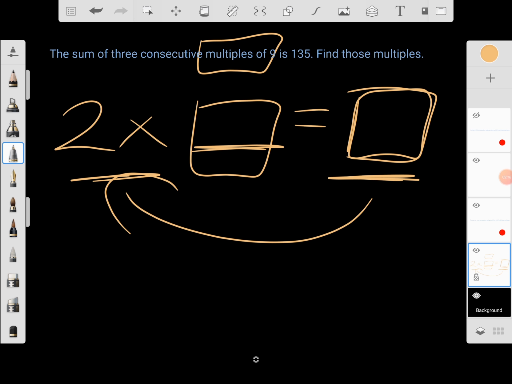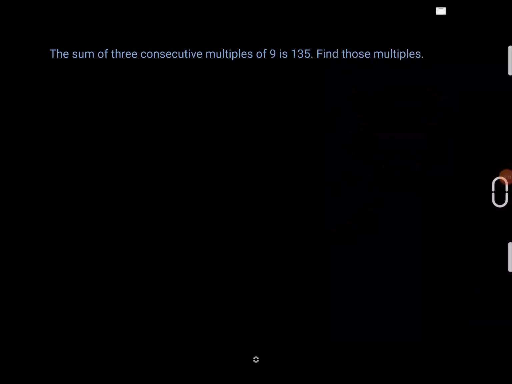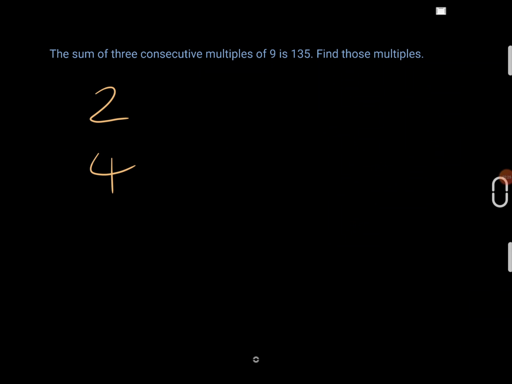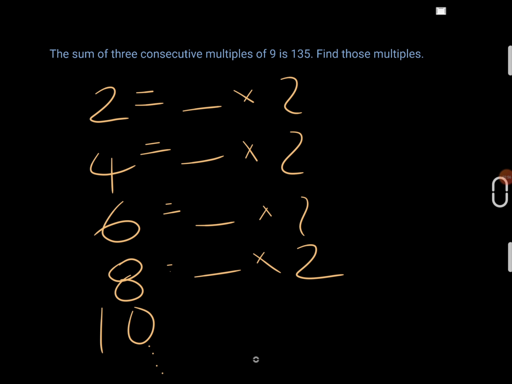Let me try to make it more clear. If I am writing the multiples of 2, I could write it like this: 2 into 1 is 2, 2 into 2 is 4, 2 into 3 is 6, 2 into 4 is 8, 2 into 5 is 10, 2 into 6 is 12. I can keep going on. What is the common thing in all this? It's all a factor of 2. I can write all these numbers as something into 2. That something, I don't care what it is.